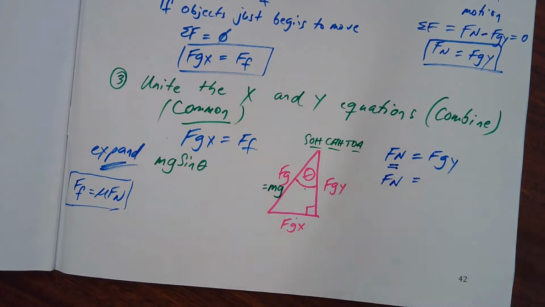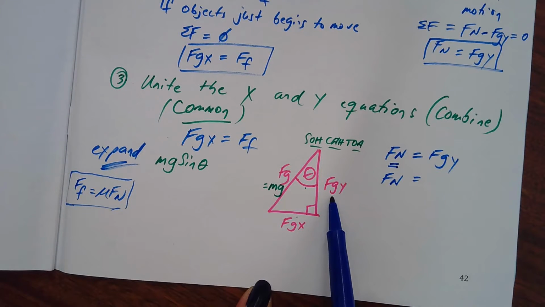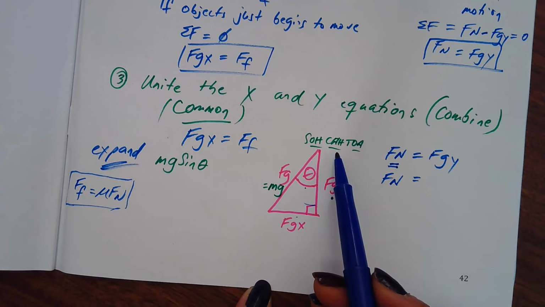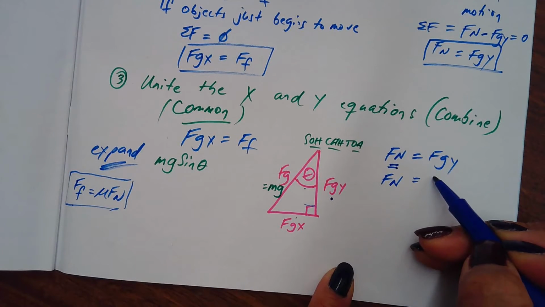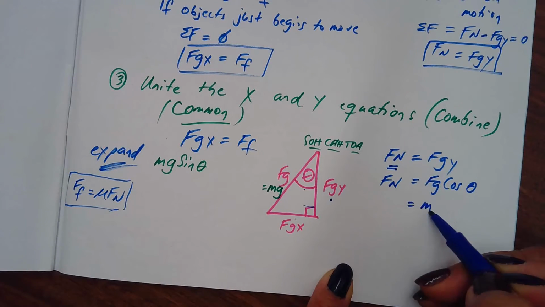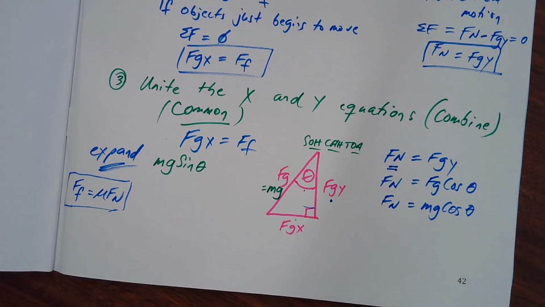Let's expand the Fg of y. This one right here. So let's do a little bit of trigonometry. So we go adjacent over hypotenuse. What's adjacent over hypotenuse? Right? So this will be Fg cosine theta, which is mg cosine theta. So there's your Fn. You've identified that.